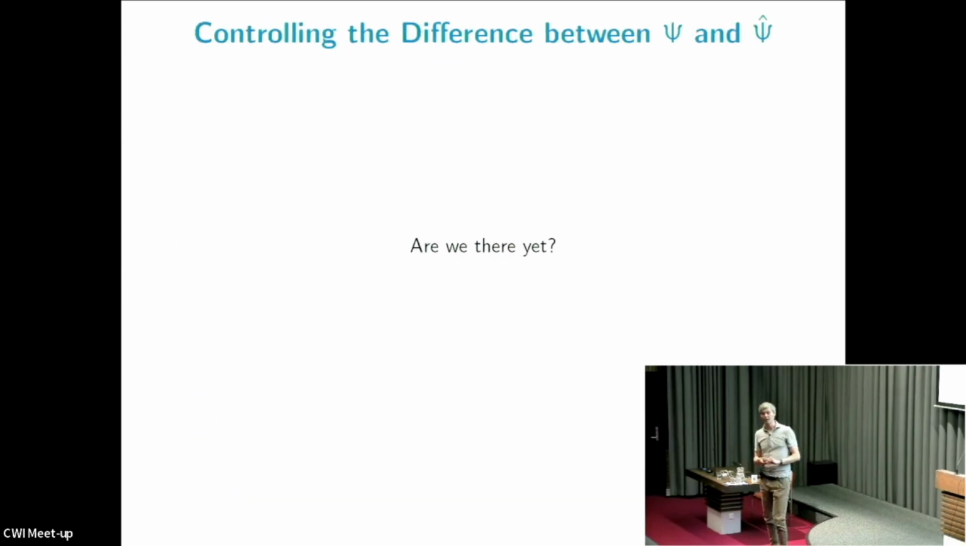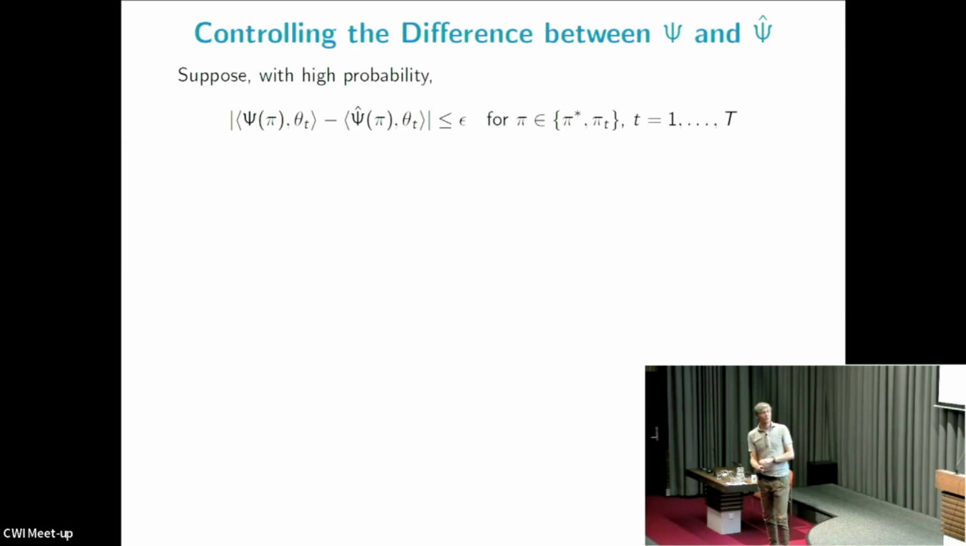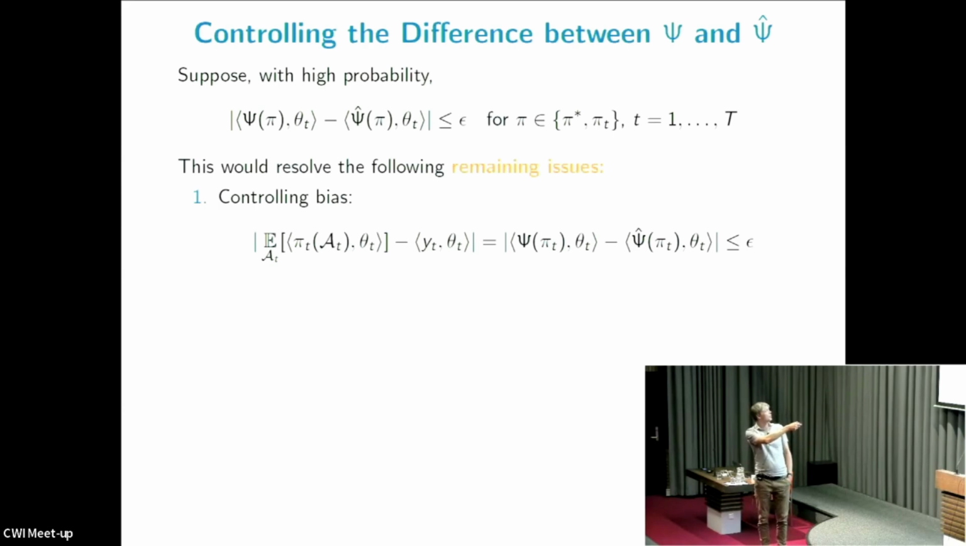All right, so the question is, is this enough? And it's not, because we still need to account for the fact that there was a difference between psi hat and psi. And if we could make sure that the difference for every policy that we play and also for the optimal policy was always bounded by epsilon, then things would go through, because we could look at the bias that we have in every round, which goes into this linear bandit algorithm. I could just bound that by epsilon if we have this guarantee.